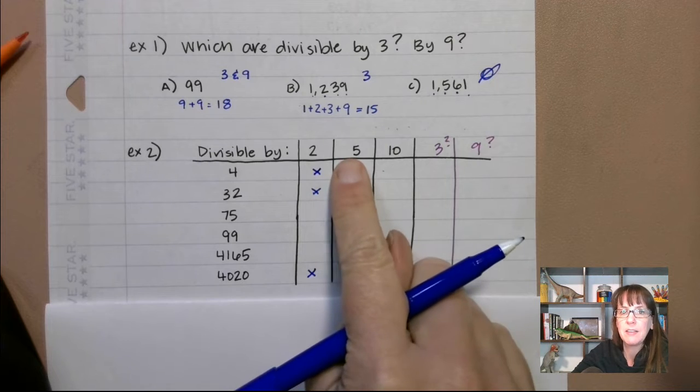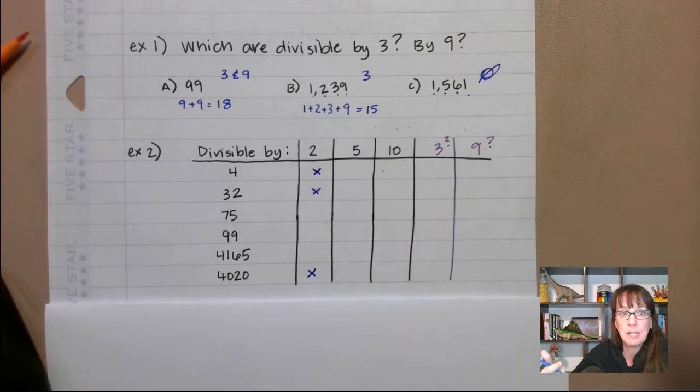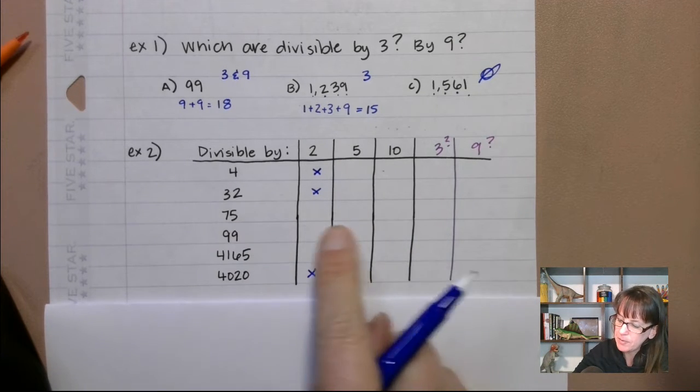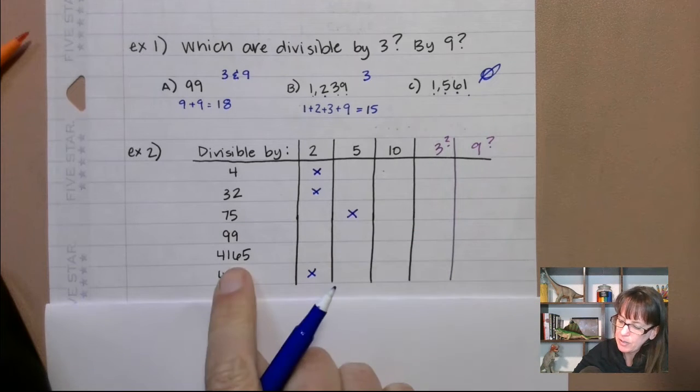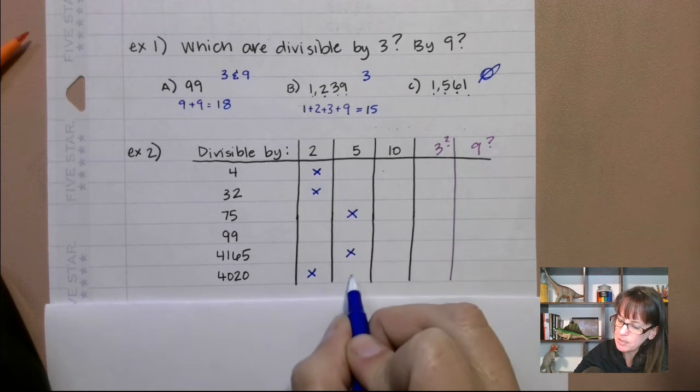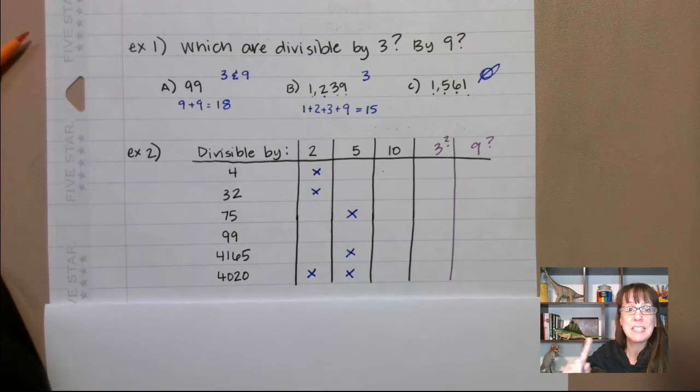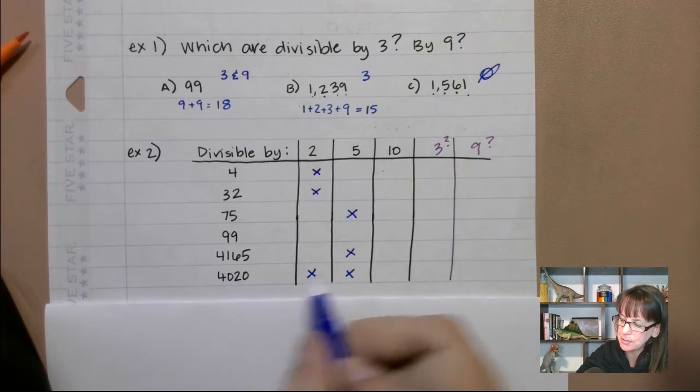Now remember, if it's divisible by 5, it ends in a 5 or a 0. So we look through and we see, oh, 75, yes. 4,165, yes. And 4,020, yes. Now, if something is divisible by 10, it only ends in a 0. So the only one here is 4,020.